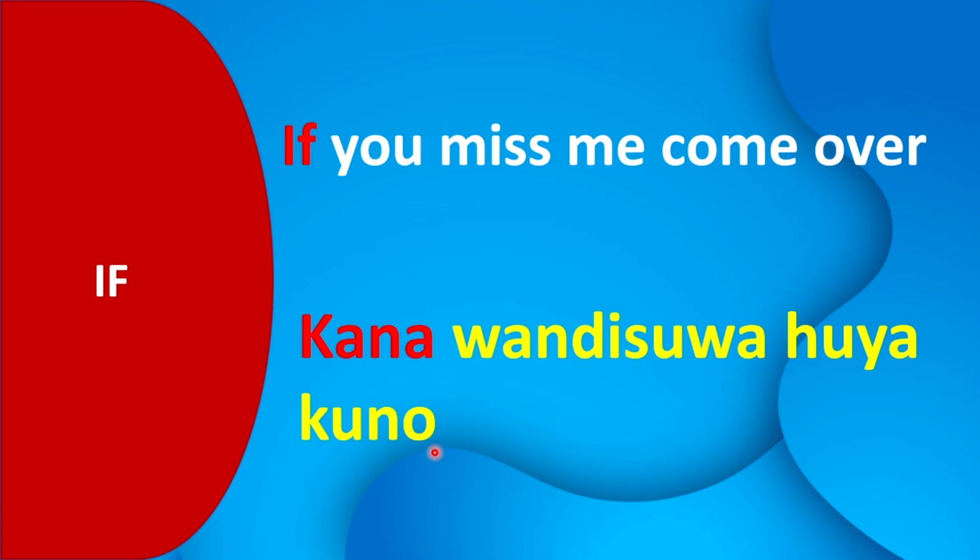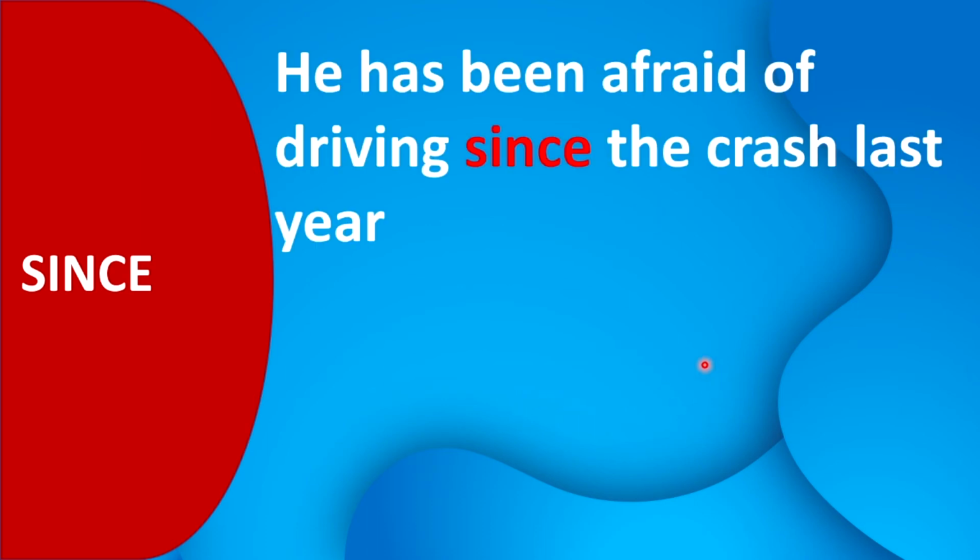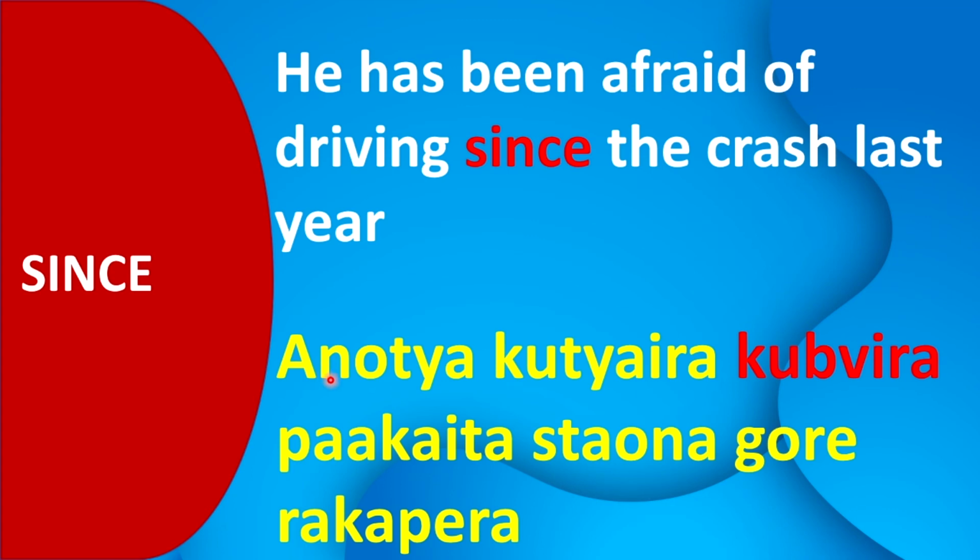Okay. Next conjunction is since. Since in Shona becomes the word kubvira. Kubvira. Some examples. He has been afraid of driving since the crash last year. Anotya kutyaira kubvira paakaita tsaona gore rakapera.